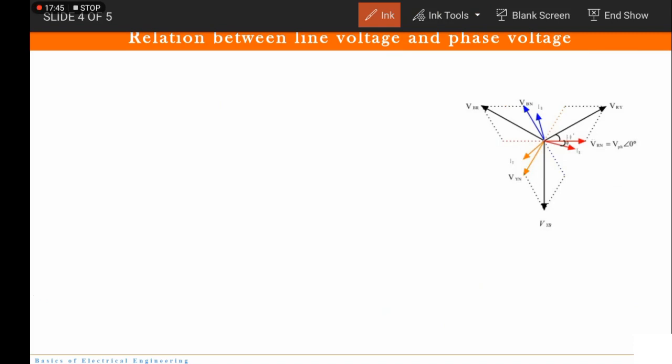Now how to draw this phasor diagram? First we need to take any voltage as the reference voltage. So I will take VRN as the reference voltage because R is the first voltage in my phase sequence. Now I know that all three voltages are 120 degrees out of phase. Correct? So this becomes VYN and this becomes VBN.